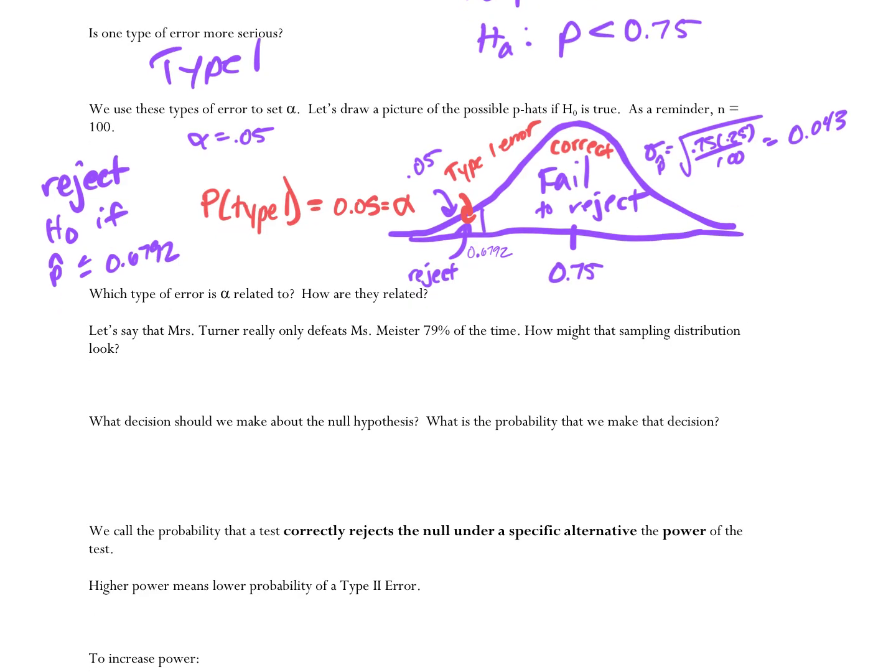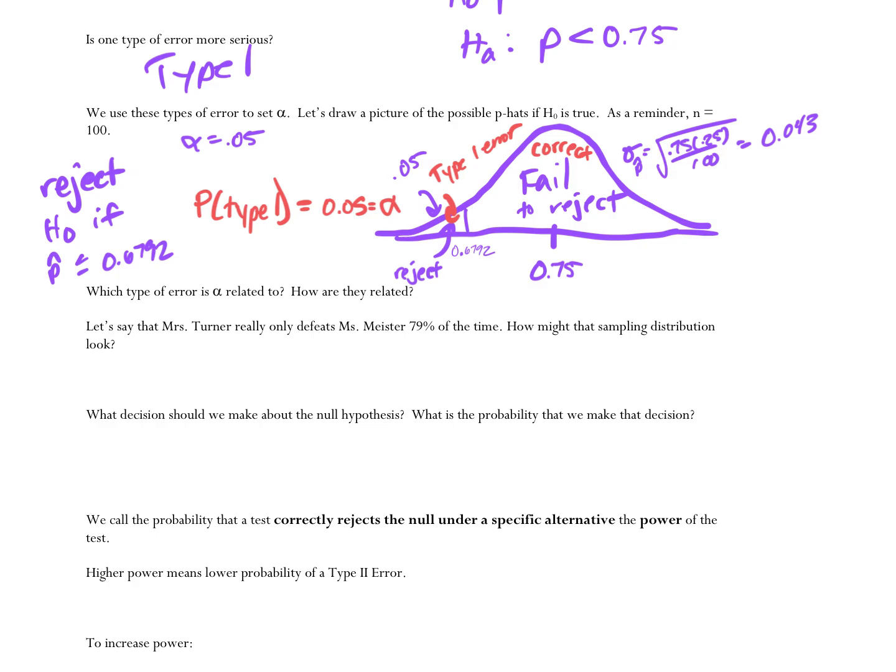You guys, I don't think this should say 79% of the time. Let's go ahead and change that because it doesn't really make sense. Let's say she really only defeats me 62% of the time. So let's say her actual winning percentage is 62%. What would the p-hats look like then?